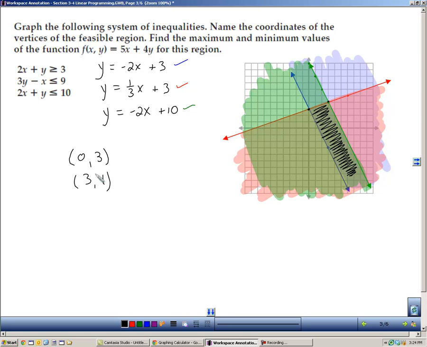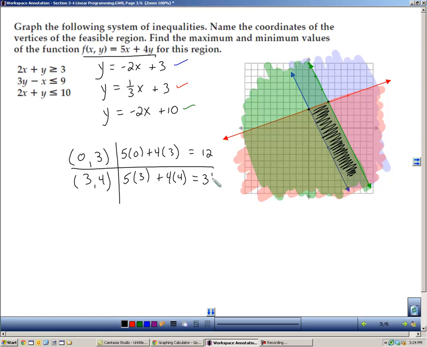So the trick now is to find out which one of these two creates the maximum and the minimum for that function. So I'm going to take the x, y and plug them in. 0 for the x and 3 for the y. So that's a 0 plus 12. So 12 is one of my values, and then plug in 3 for x here and 4 for y here. So 15 plus 16 is 31. So we'll say the maximum is 31, and that's at 3, 4.